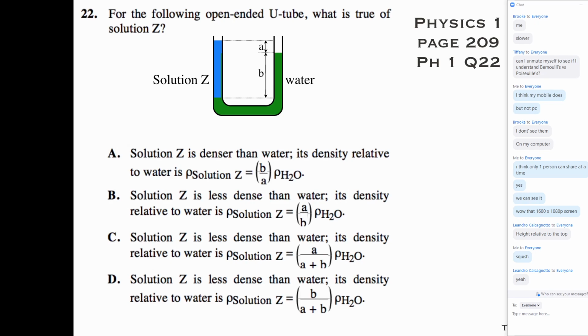Okay, moving on to this one. For this one, I want to try to do as much as I can intuitively before I ever start breaking out equations. So first and foremost, which is less dense, the blue one or the green one?